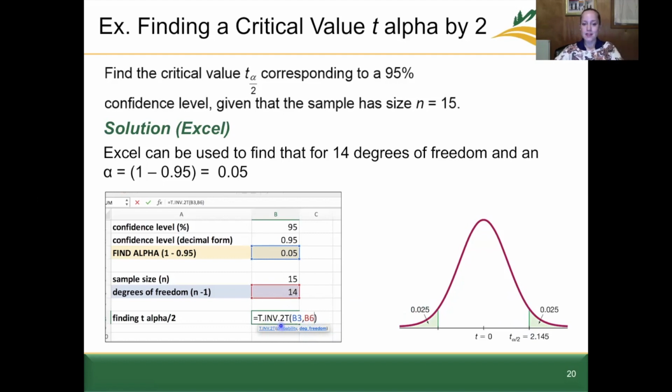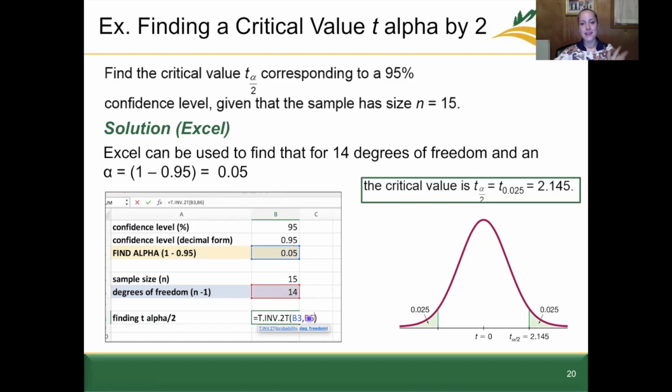The probability value that goes in here is our alpha value. I'll say that again. The probability value that goes into this part of the function is our alpha value, not alpha over 2, not 1 minus alpha. We put in alpha here for our probability for this style of function. So again, equal sign, t.inv.t2, open parentheses, my alpha value, comma, my degrees of freedom. When I click enter, then I should get this answer now.